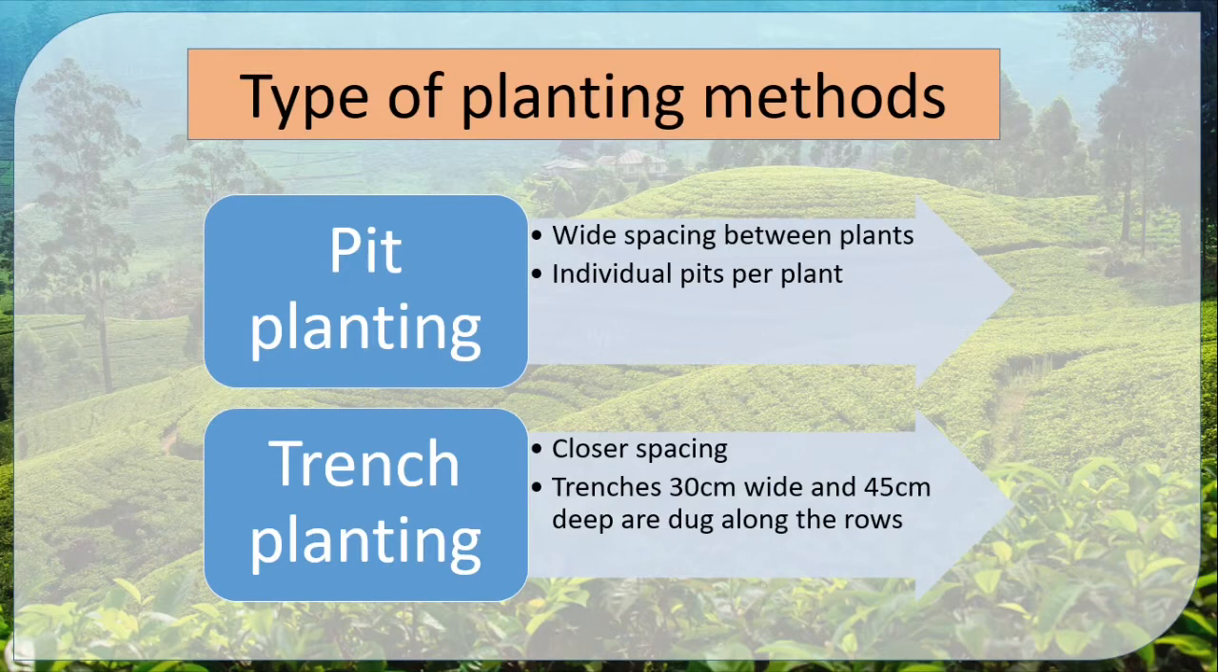There are two types of planting methods in tea plantation. First, pit planting. We will apply pit planting when there is wide spacing between plants, with individual pits per plant. Second, trench planting. It will be applied when there is closer spacing. Trenches 30 cm wide and 45 cm deep are dug along the rows.